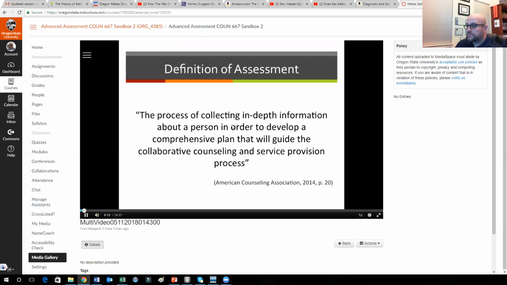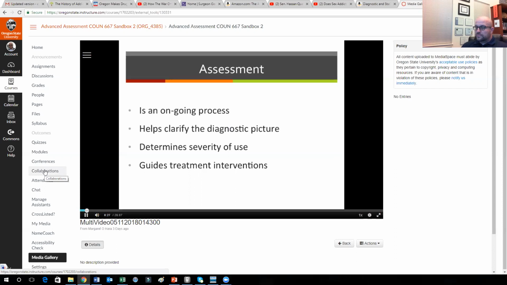The American Counseling Association defines assessment as the process of collecting in-depth information about a person in order to develop a comprehensive plan that will guide the collaborative counseling and service provision process. Assessment is an ongoing process, helps clarify the diagnostic picture, determines severity of use, and guides treatment interventions.